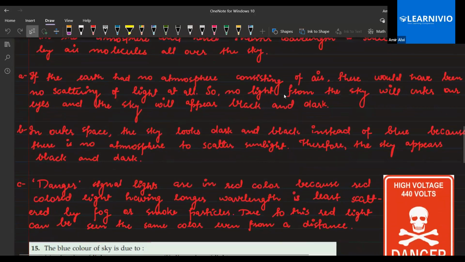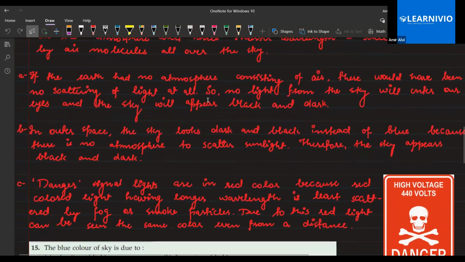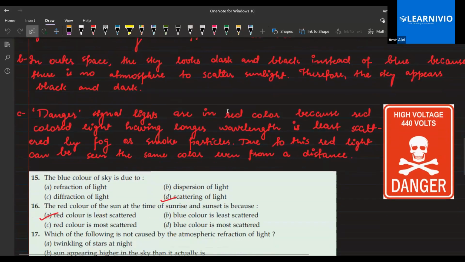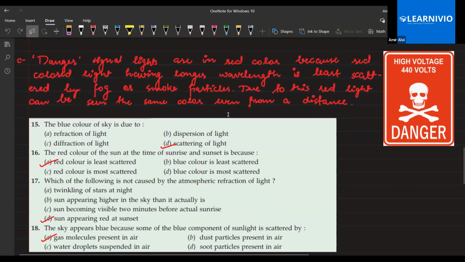If Earth had no atmosphere consisting of air, there would have been no scattering of light at all. So no light from the sky would enter our eyes, and hence the sky would appear black and dark. In outer space, the sky looks dark and black instead of blue because there is no atmosphere to scatter the sunlight. So in that case, the sky appears black and dark. Clear?